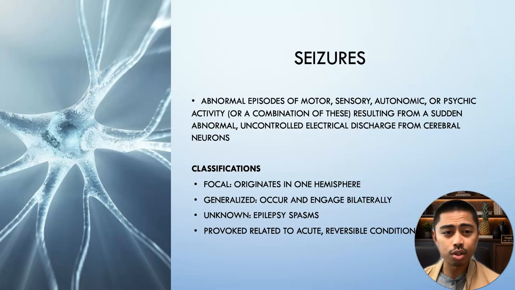Now for seizures, these are your sudden, uncontrolled electrical discharges in your brain. Sometimes it involves one hemisphere, which is your focal seizures. Sometimes it involves both hemispheres, which is going to be your generalized seizures. Sometimes we just don't know what's causing it. The etiology is unclear. With your provoked seizures, it can be triggered by acute reversible conditions. So we just got to figure out what those conditions are, and then we can treat it appropriately.